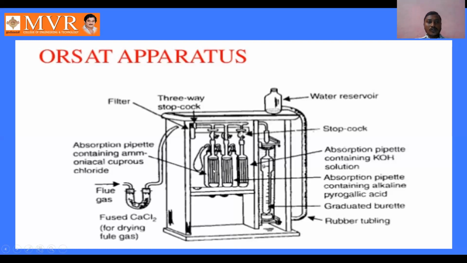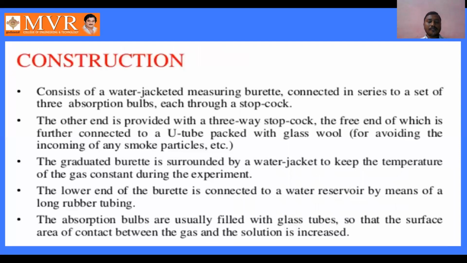Using these, we are going to calculate how much carbon dioxide is absorbed by the first flask, how much oxygen is absorbed by the second one, and how much carbon monoxide gas is absorbed by the third flask, using the Orsat apparatus method.